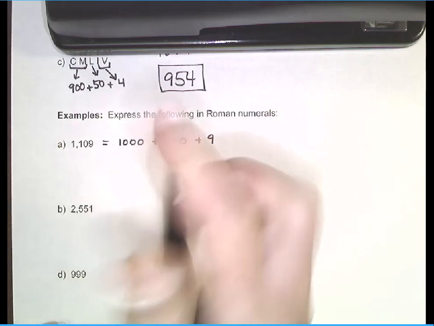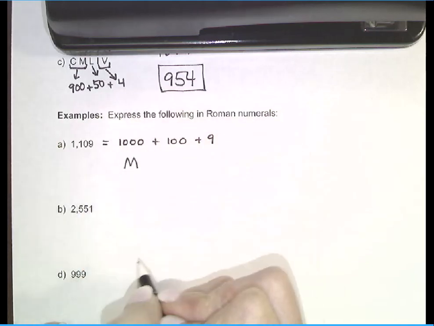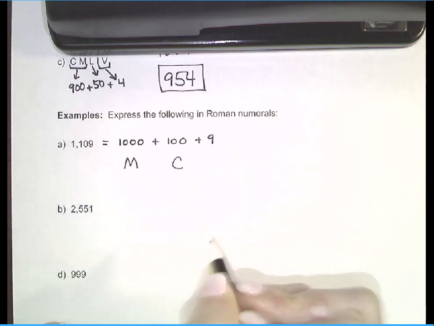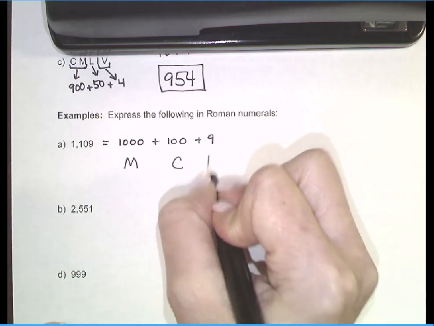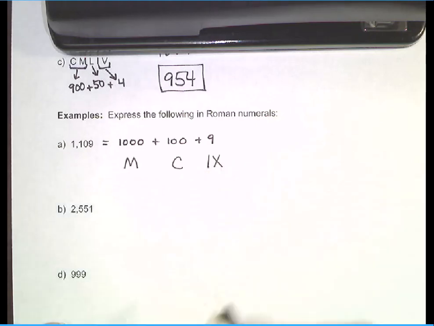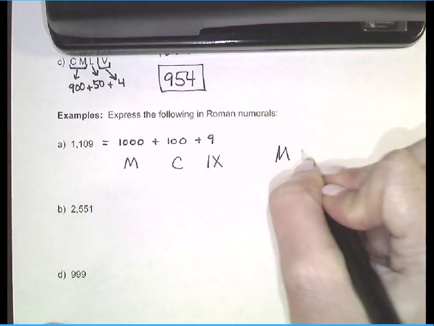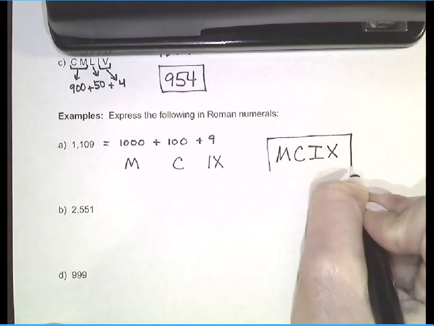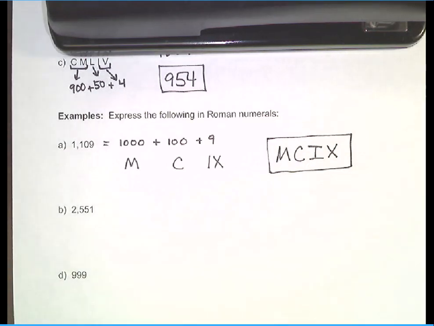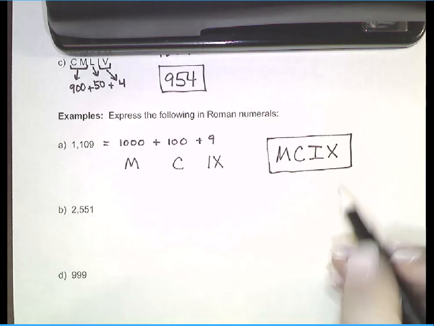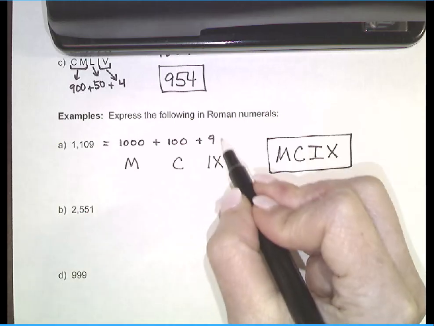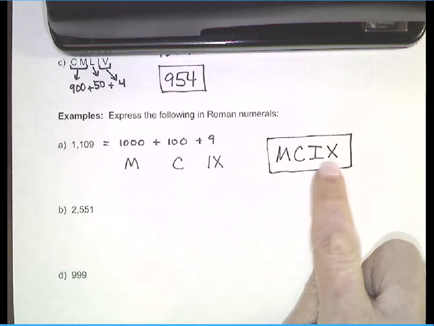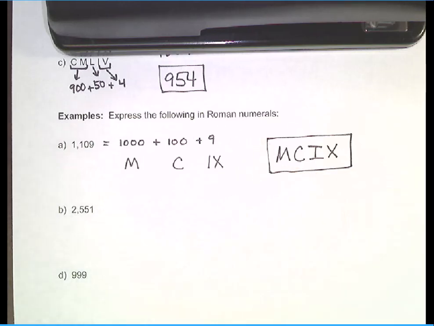And 1,000 is M in Roman numerals, and 100 is C, and 9 is one of those special ones. It's IX. So we would write it M, C, I, X. That's how we would write that one, MCIX. The IX is 9. You don't want to do VIIII. That's too many, so this is shorthand. That's the best way to write that one.